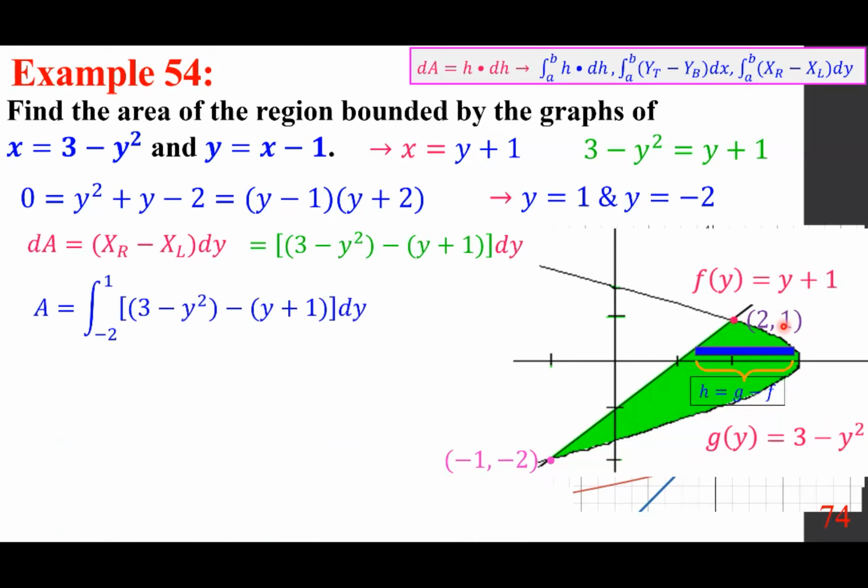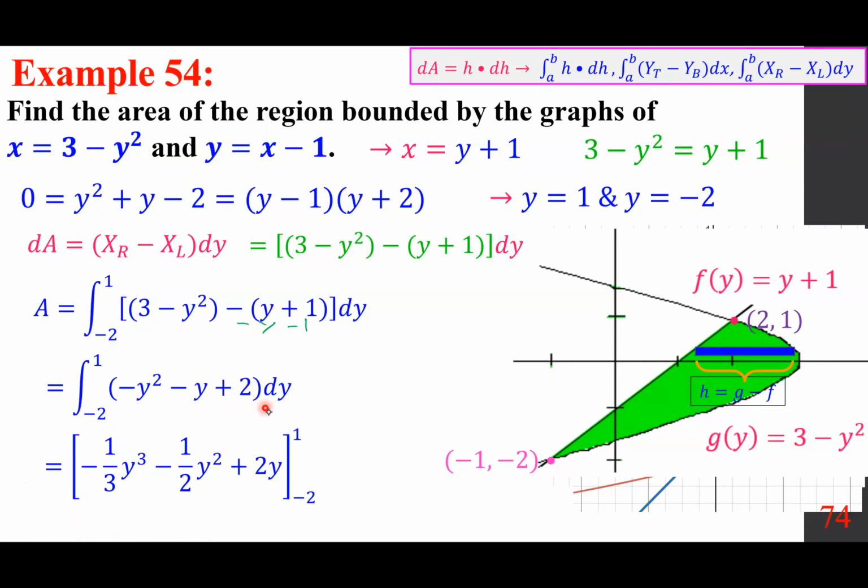So the limits of the y. If you want to put this in descending order, it's minus y squared, then let me just write this as minus y minus 1. So we have minus y squared minus y. 3 and negative 1 add up to positive 2. It's a simple case of the power rule: negative 1/3 y cubed minus 1/2 y squared plus 2y. You're going to plug in 1 and plug in negative 2 and you get the answer.